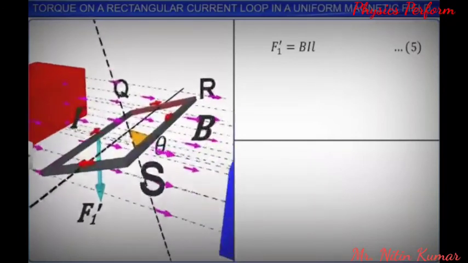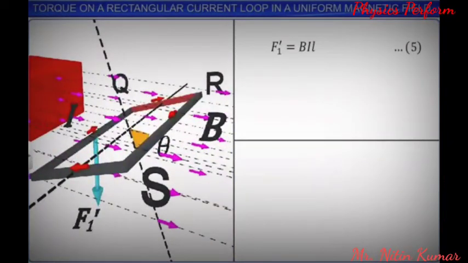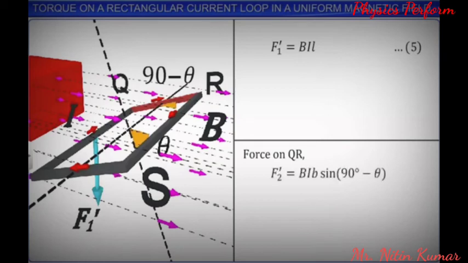In the case of arm QR, the length of the arm QR is not perpendicular to the direction of the magnetic field. Area vector makes an angle theta with the magnetic field. Hence, the angle between the magnetic field and the current through QR is 90 minus theta. Then, the force on QR, part of the loop due to the magnetic field, is F2 dash is equal to BIB sine 90 minus theta, which is equal to BIB cos theta. Let this be equation 6. The direction of force F2 dash is obtained by using the right-hand rule.